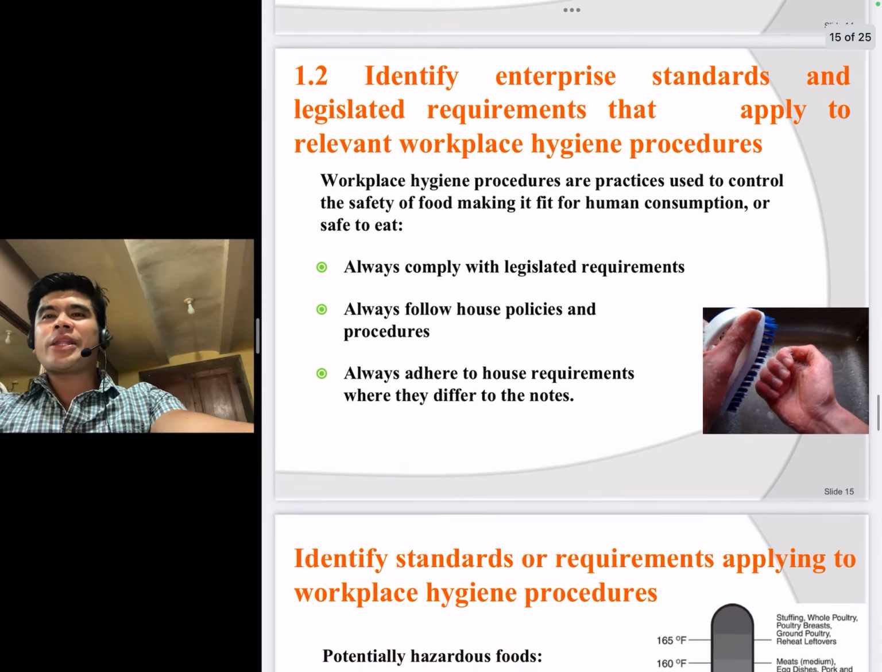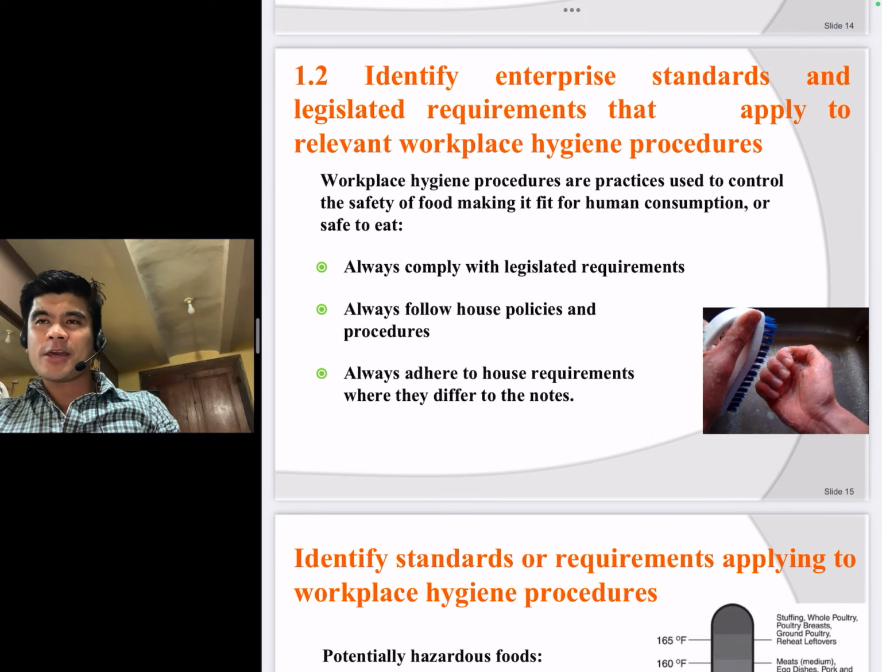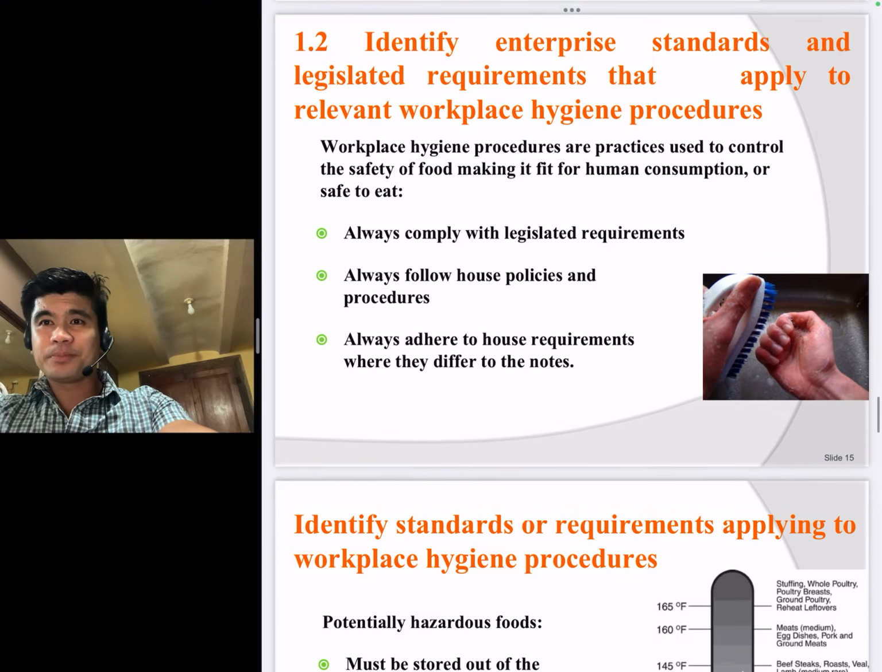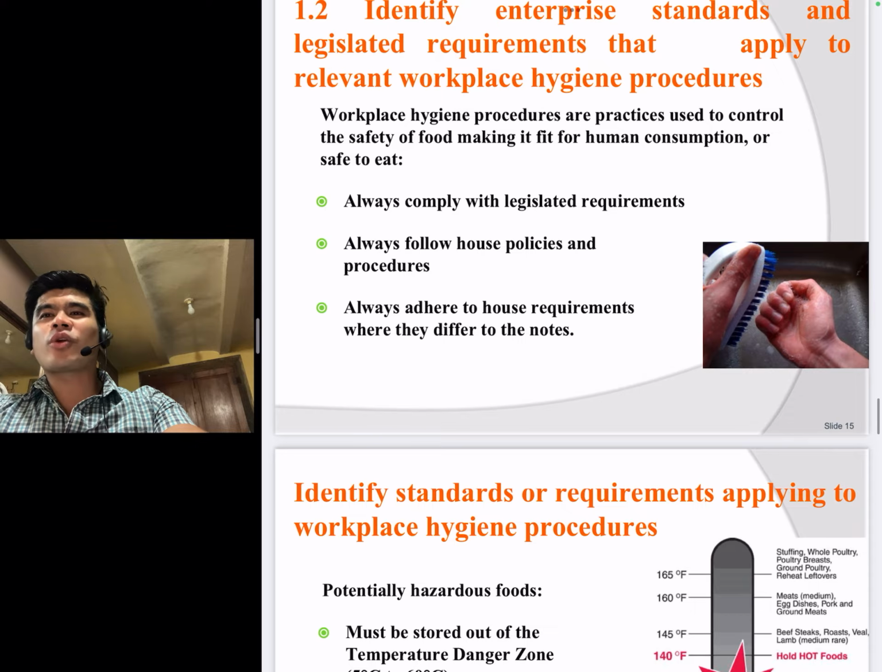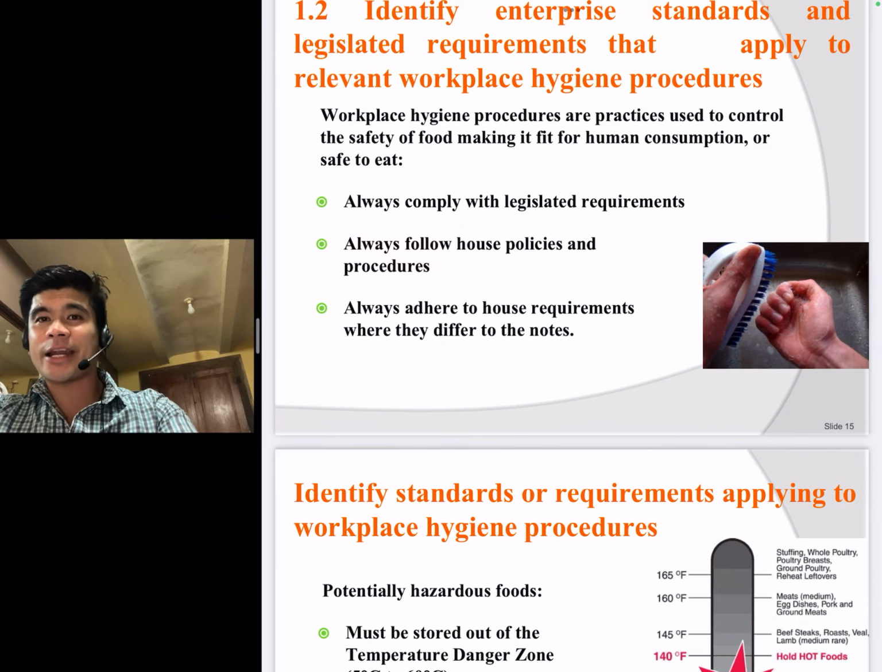Okay, so we are ready for element 1.2. Identify enterprise standards and legislated requirements. Enterprise, once again, the owner standards, and legislated requirements, or the national standards. Next. First bullet, always comply with legislated requirements. As you can see, some of which are getting redundant, but let's just comply. Let us just stick to what we have.